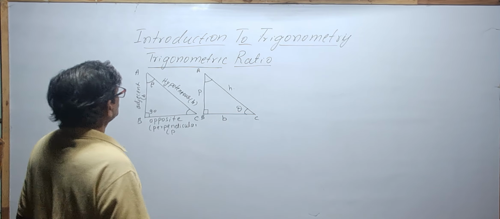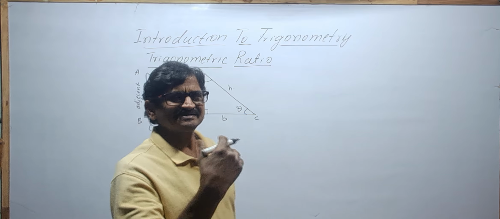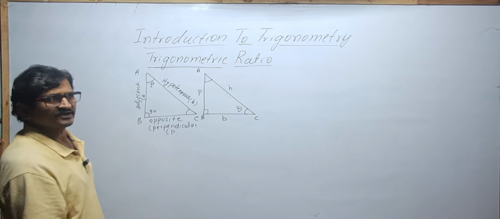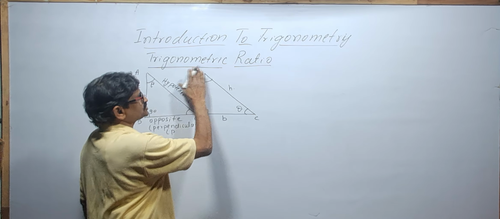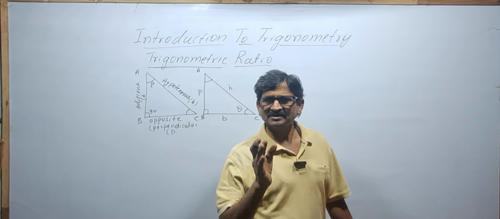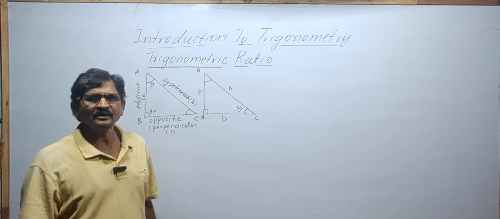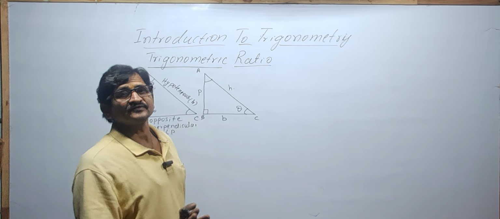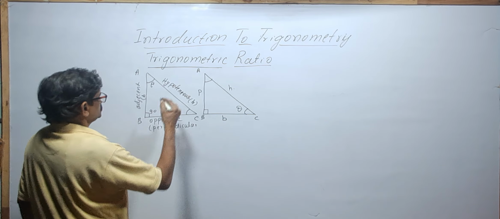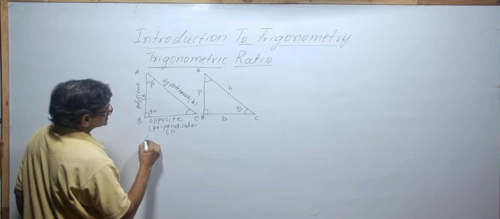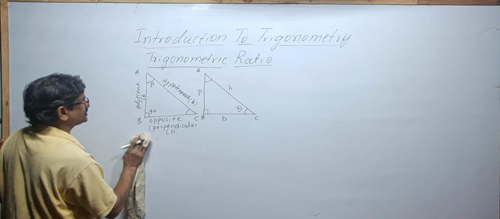So in trigonometrical ratios, it gives the relation between the angle and the ratios of the sides of the triangle. We can define it as a relationship between the angle and sides of the triangle. There are six trigonometrical ratios.